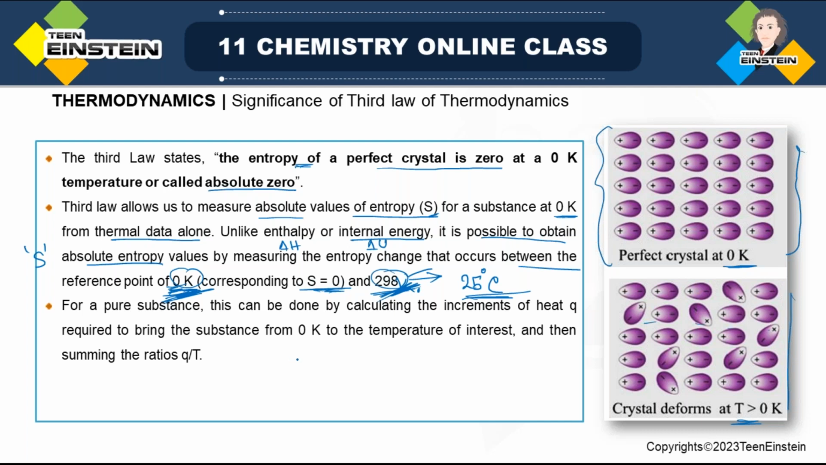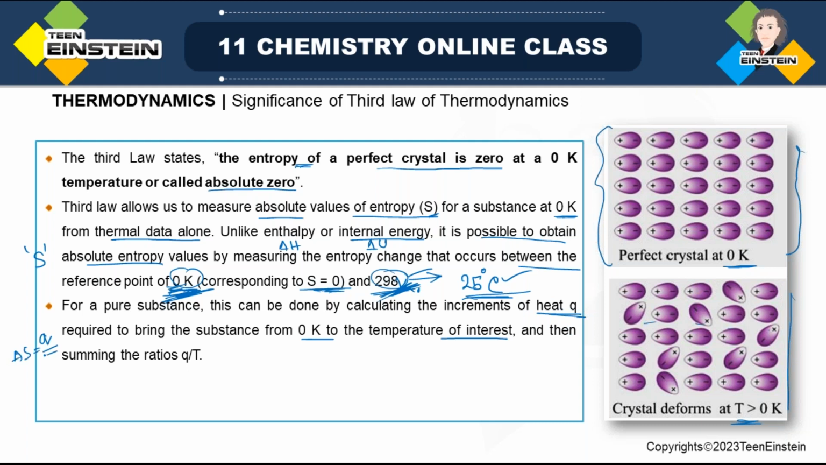So for a pure substance, this can be done by calculating the increment of heat required to bring the substance from 0 K to the temperature of interest. Here our temperature of interest we have taken 25. You can take 30, 50, whatever. So you just have to calculate the increment of heat, because we know del S, how we write it.